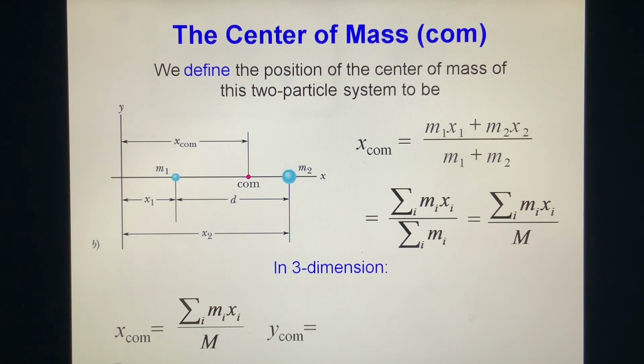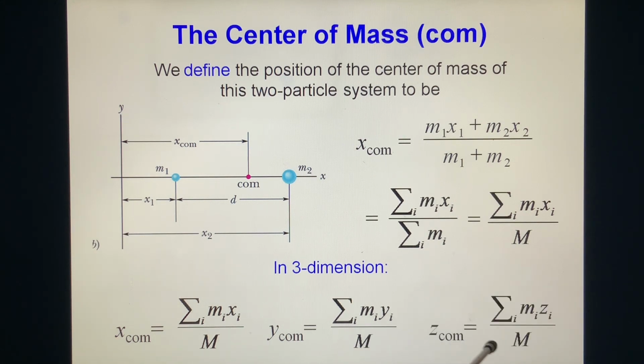For y, we replace x with y-com. This was yi, so it becomes y-com equals sigma mi yi over M. i is the particle number i. Similarly, z-com equals sigma mi zi over M.